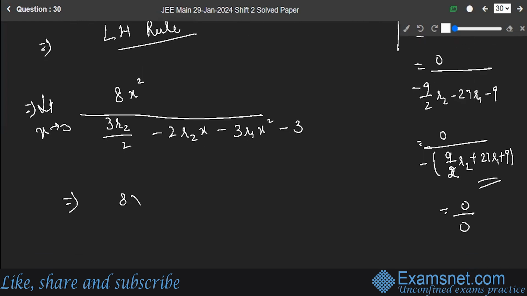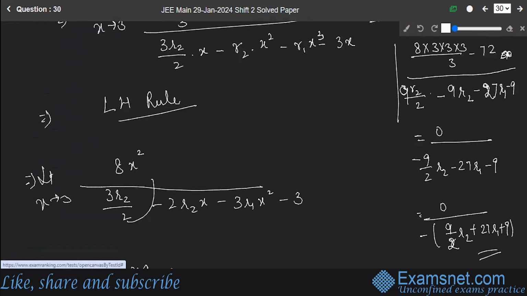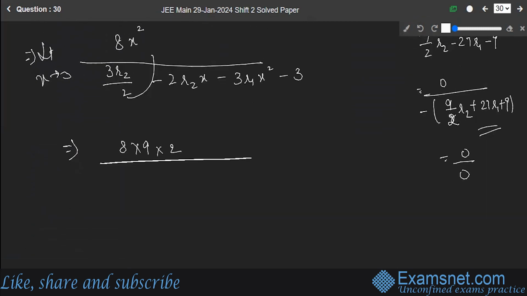You will have 8 into 9, and I'll be taking this 2 in the numerator, multiplying the numerator and the denominator by 2. You will have here this will be minus 9√2. Okay, now this will be 3√2 minus 4√2 into 3 minus 3√1 into 9 minus 3.